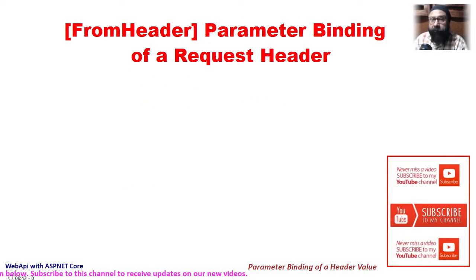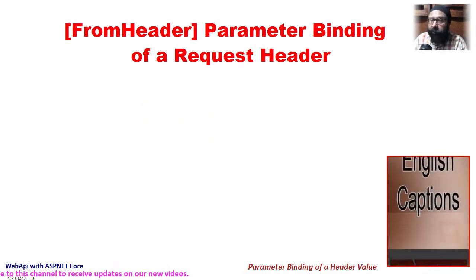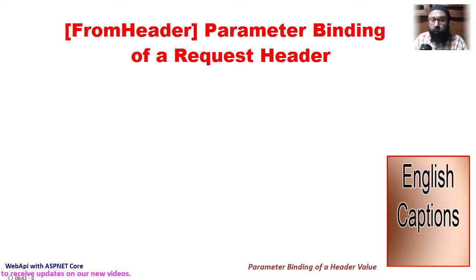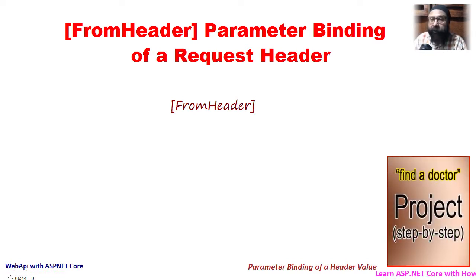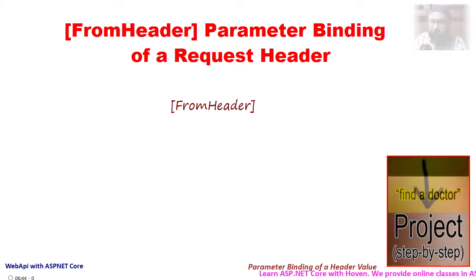Parameters of a web API can be obtained from the values in a request header also. For this, an attribute called FromHeader is used to decorate a parameter, and it provides easy access to the value contained in the header of that name.